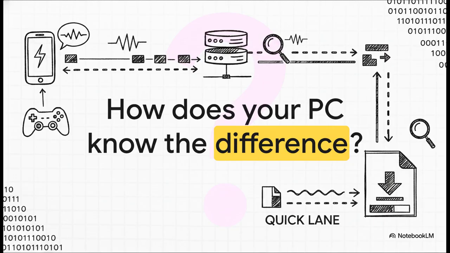So, how does your computer know to prioritize the instant reaction of a multiplayer game over, say, the slow, steady download of a massive video file? Well, the secret lies in one very specific layer of our internet architecture.